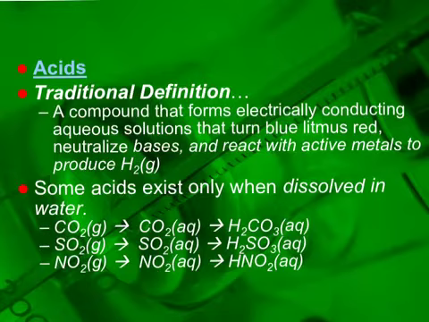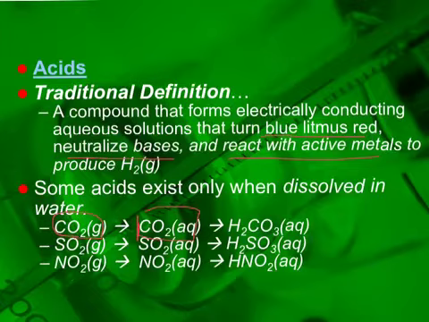Now let's talk about acids. Traditionally, in courses such as Science 10, we define acids as materials that turn blue litmus red. They can neutralize bases, and they react with metals to produce hydrogen gas. However, we should note that some compounds, mostly gases, such as carbon dioxide, can only exist as an acid when dissolved in water. When dissolved in water, it becomes aqueous carbon dioxide, which then further reacts with water to produce carbonic acid.